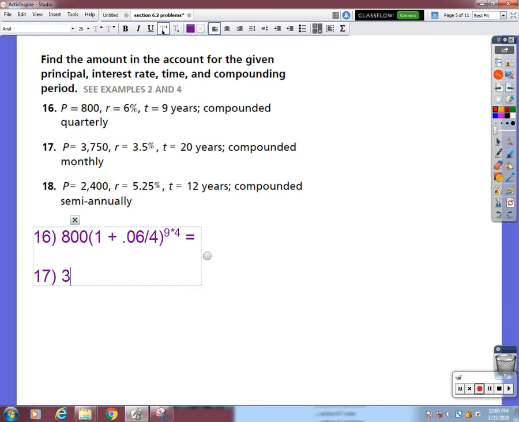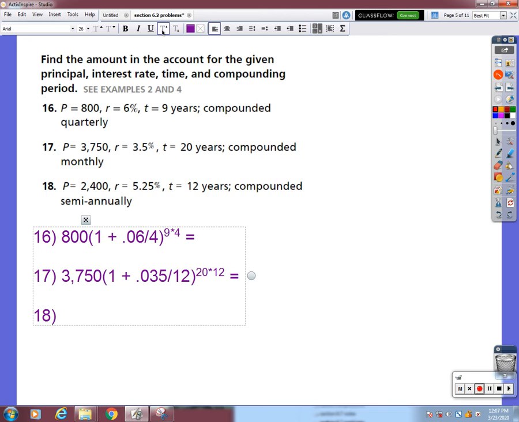Compounded monthly, starting with $3,750. I'm going to go 1 plus 3.5% as a decimal is 0.035. Monthly is 12 times a year. This is 20 years monthly, so times 12, whatever that equals is what you end up with.